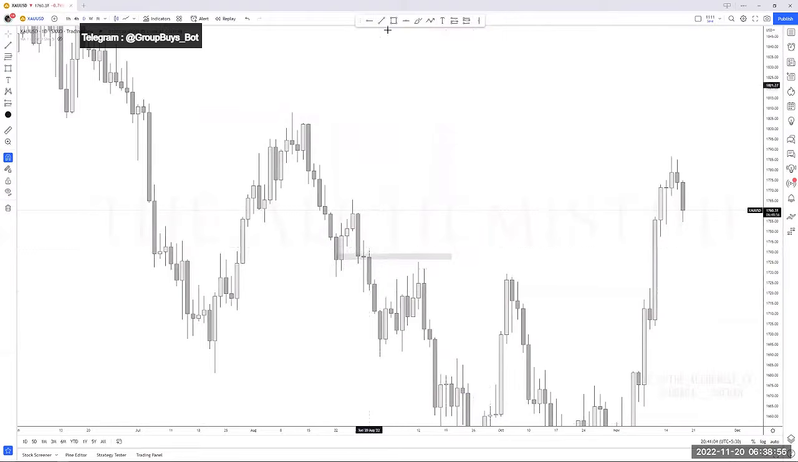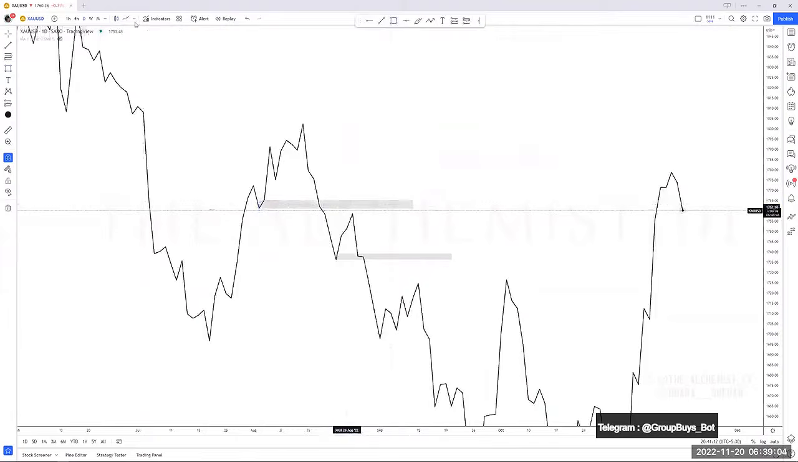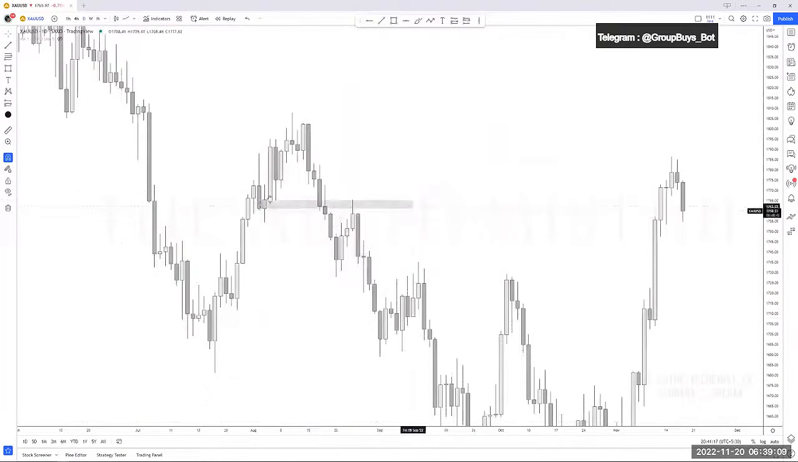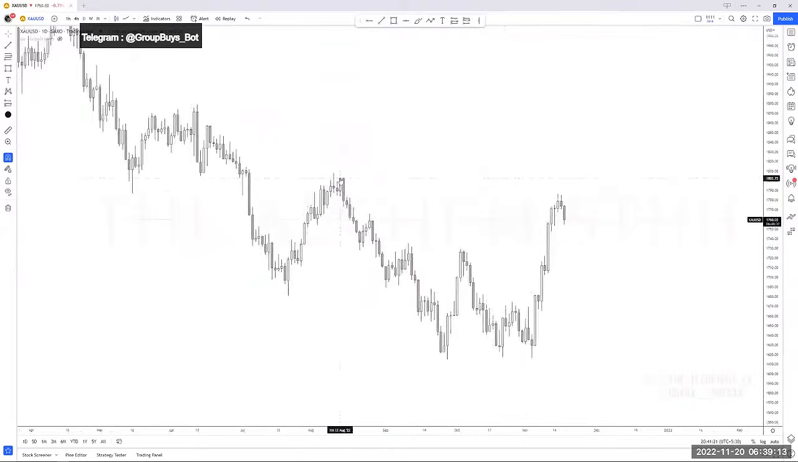Okay, so let's see some more. For example, maybe, yeah, here we go. In here, what is this? A support, right? Now it is broken, then it turns into a resistance. So what happens? Taps, starts to drop. So these are the examples of the key levels that we use. These are the most common ones.